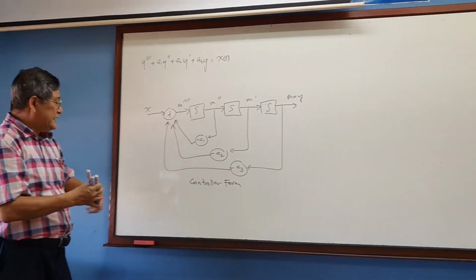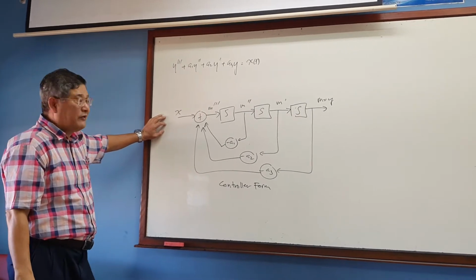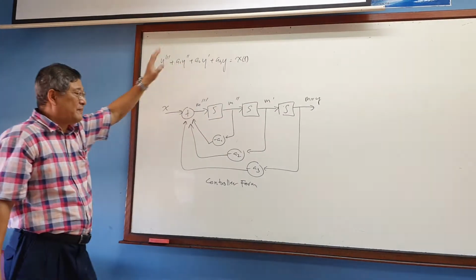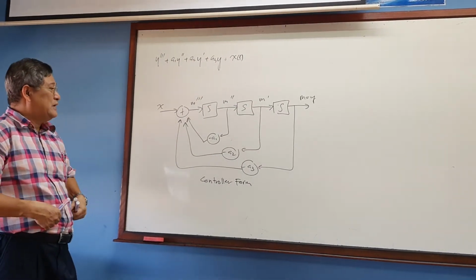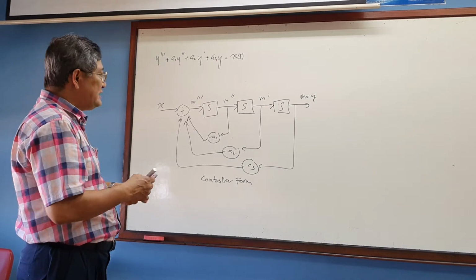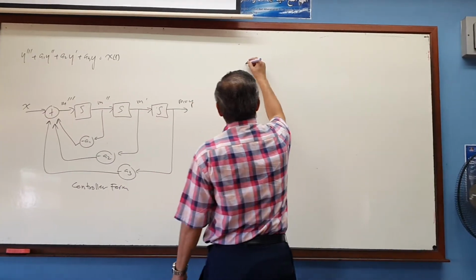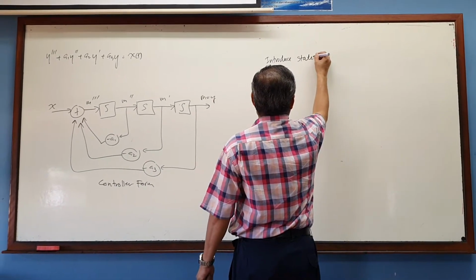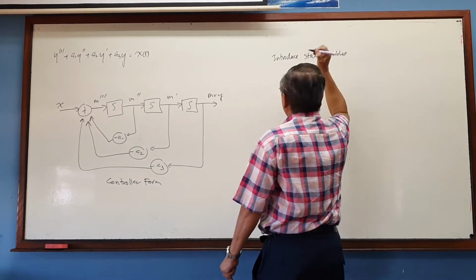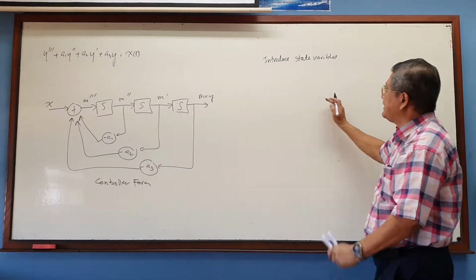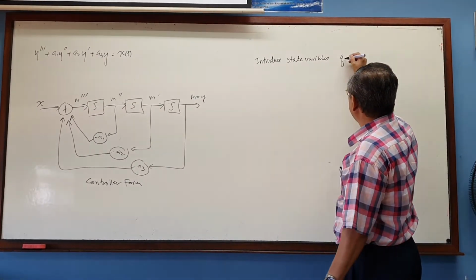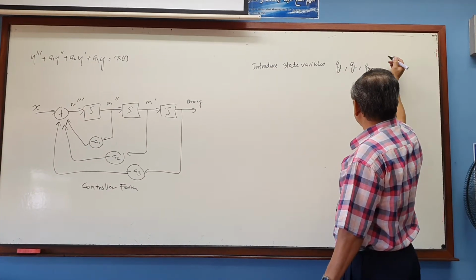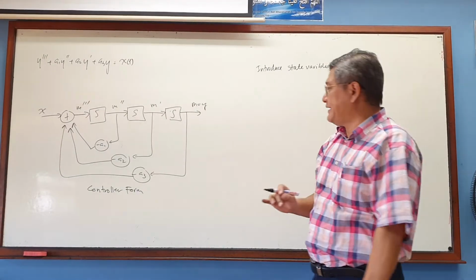Okay, so this is the control form that we have before, which is the third order differential equation where the input is x naught. Now what we are going to do is introduce state variables. Since it is third order, we introduce state variables Q1, Q2, and Q3. So three state variables.